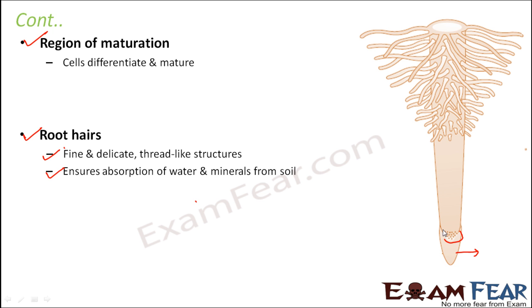Then we have the region of meristematic activity or the meristematic zone, where cell division occurs and new cells are formed. Now these cells will then go to the region of elongation and they will start elongating or increasing in length. As a result, the length of the root will also increase. Then these elongated cells will go to the region of maturation, where the cells will mature and differentiate to form specific tissues. So one of these tissues would be the epidermal tissue. Some of the epidermal tissue will form thin thread-like structures called root hairs, which actually help in absorbing water and minerals from the soil. So these are the different parts of a root. So I hope this is clear to all of you.